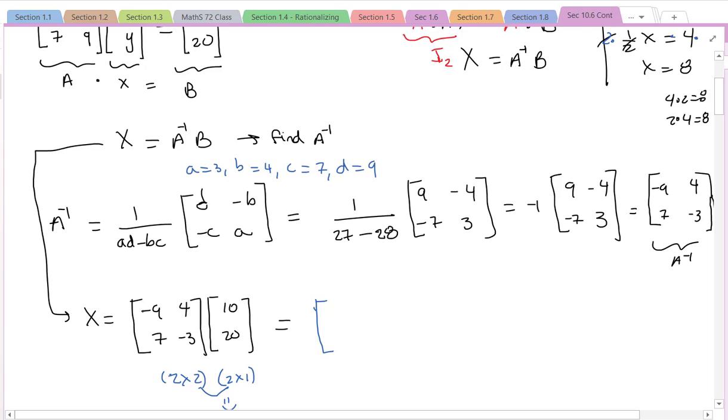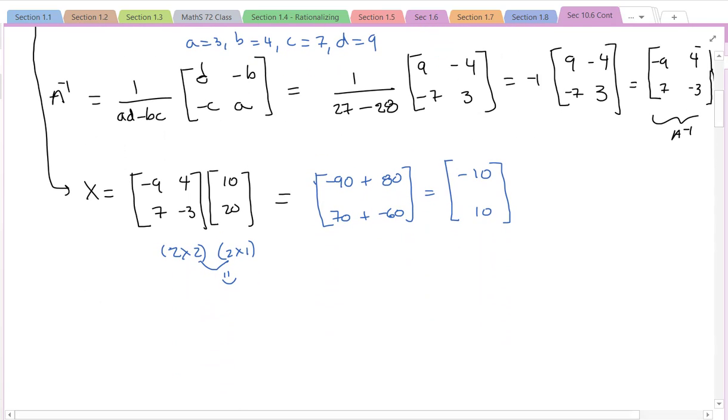So again, we do the first row times the whole column. So -9 times 10, so that's -90 plus 4 times 20, which is 80. So my X, the first entry is -10. Now for the second one, 7 times 10 is 70, plus -3 times 20, -60. 70 minus 60 is +10. So that is what we think our answer is.